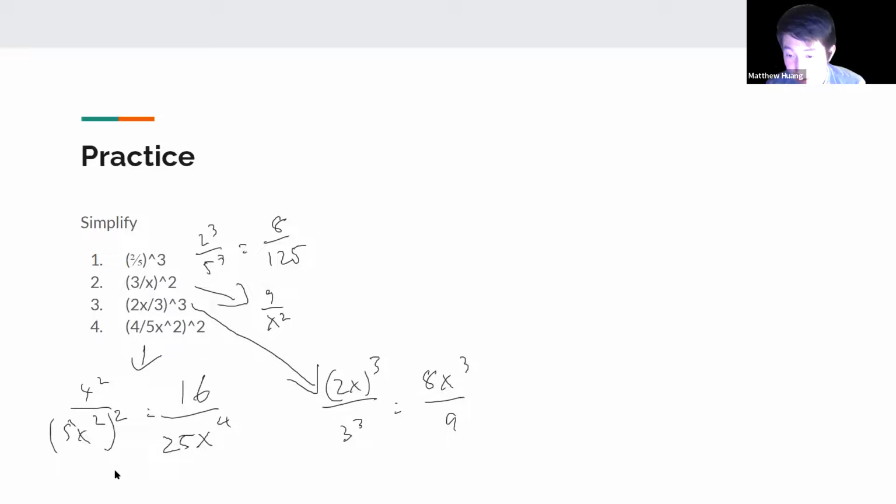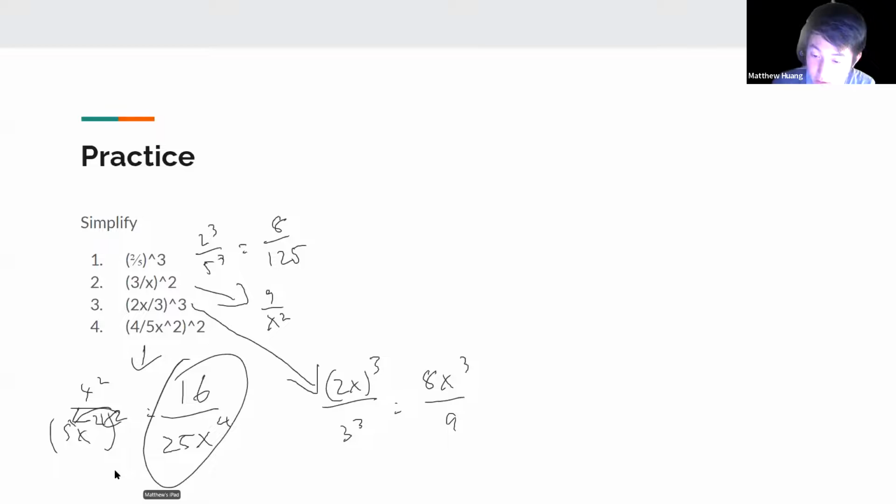All right, so the first 3 should be relatively straightforward. You just directly apply the rule and you get the answer. The 4th one has kind of a secondary step for the bottom half. It's applying the product rule and also the power of a power rule that we just covered earlier. So when you distribute the squared in, you have to distribute to the 5 and the x squared. And when you distribute to the x squared, it turns to x to the power 4 because you're multiplying them together. So it turns into 16 over 25 times x to the 4th.